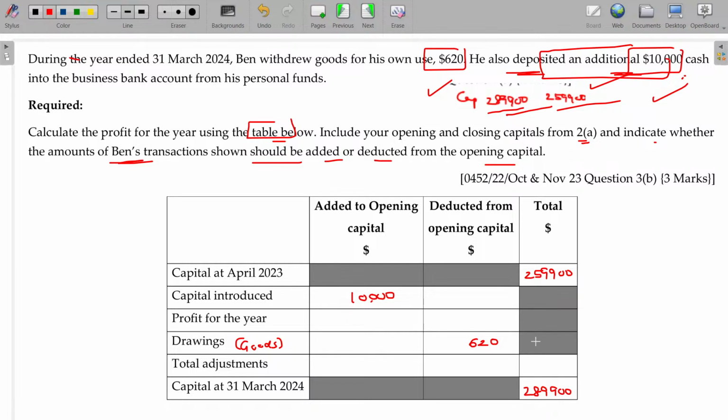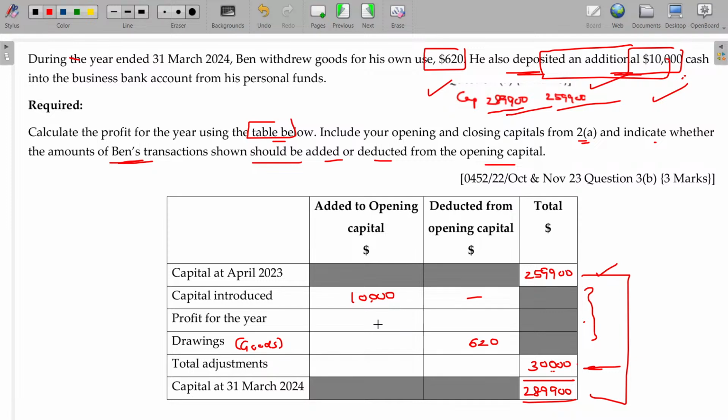Now, opening capital is this one. All the three related adjustments done to get this value. Then all the three put together, what could be this value? Total adjustments, the difference between these two: 30,000. I am not sure whether there is any profit or not. We assume there is profit only.